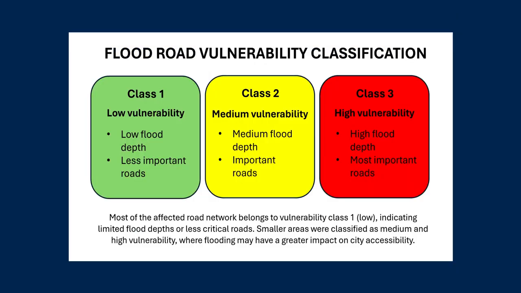After determining the flood depth classification, a vulnerability classification was assigned to the flooded road segments based on the flood depth and the road type from the highway field. This classification combines flood severity and road importance into one indicator with three classes: low, medium, and high vulnerability. Primary and secondary roads exposed to severe flooding were considered the most vulnerable because disruptions on these roads have a greater impact on mobility and accessibility.